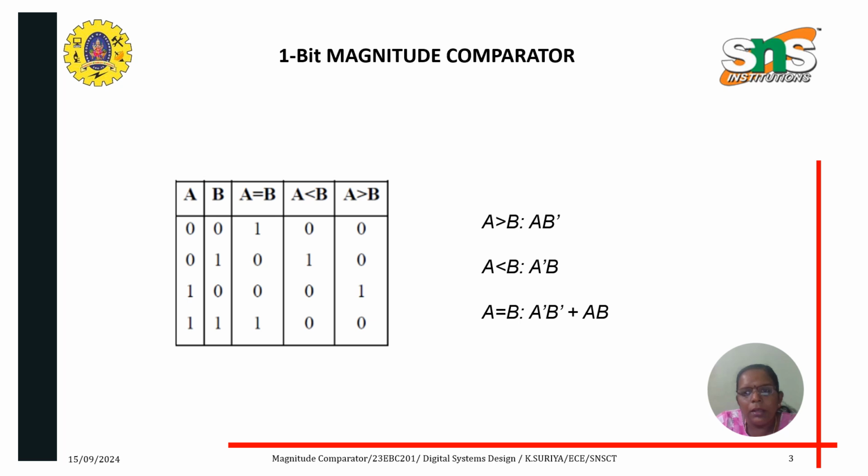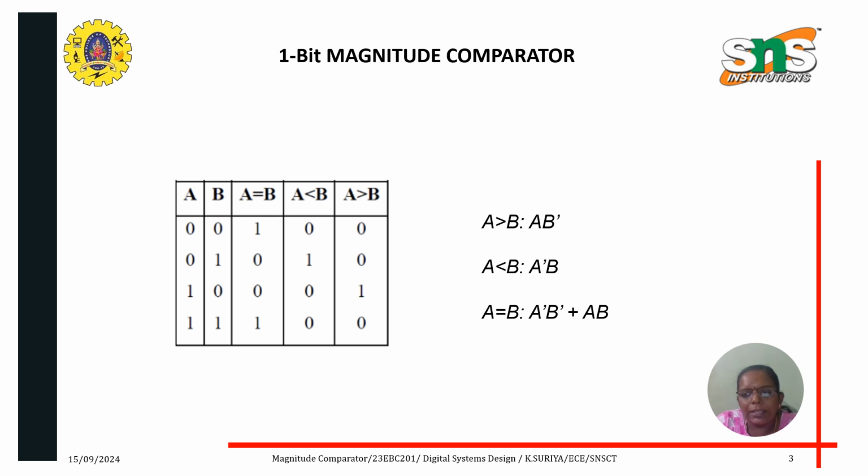So the truth table of a 1-bit magnitude comparator is shown here. Since it's 1 bit, A will be 1 bit and B will be 1 bit. So as shown here, in the 0 and 0 combination, both A and B are equal. So A equal to B output is 1. If A is 0 and B is 1, A is less than B and so A less than B is equal to 1. And if A is 1 and B is 0, A is greater than B and A greater than B output is equal to 1. And if A and B both are 1, then A equal to B is 1.